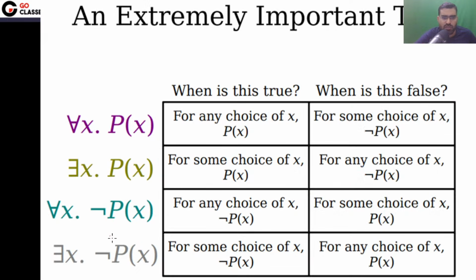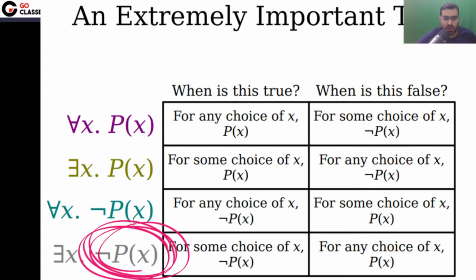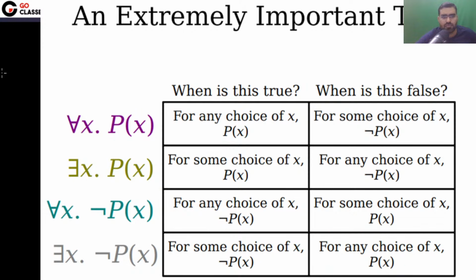Now similarly you can notice when this will be false. This will be false if for everyone this is false. It means for everyone P is true.